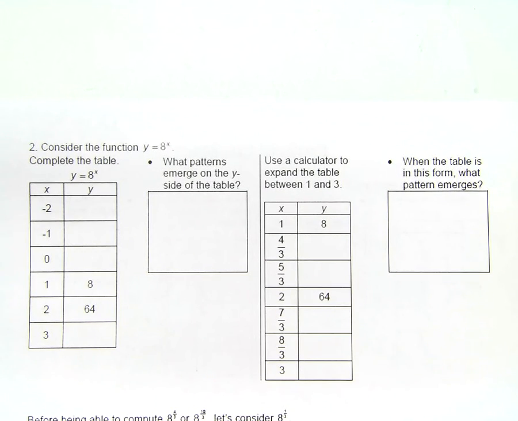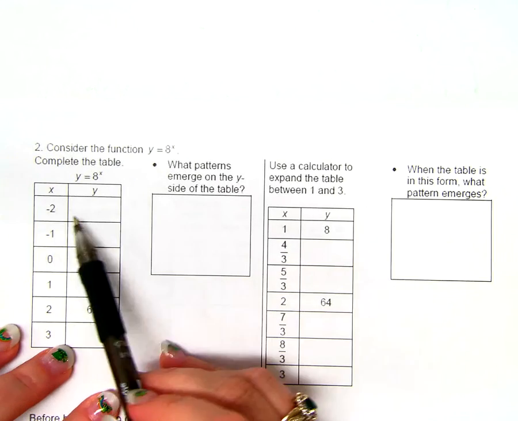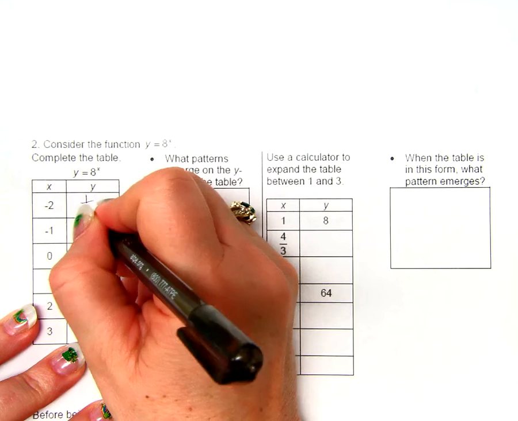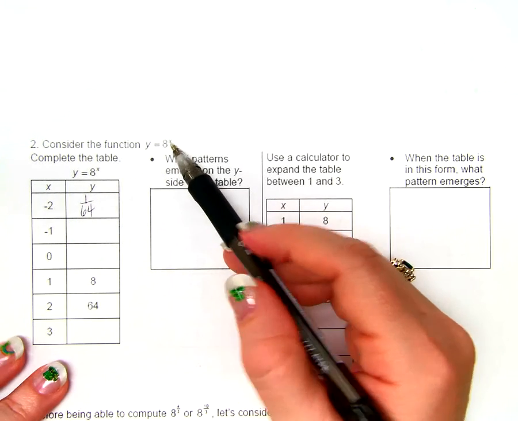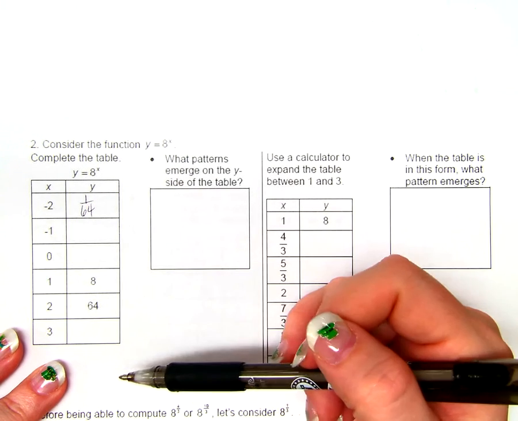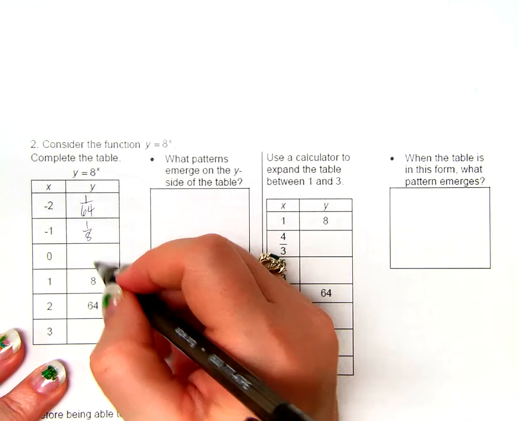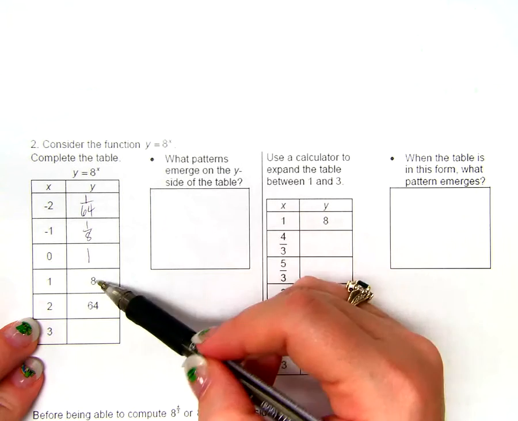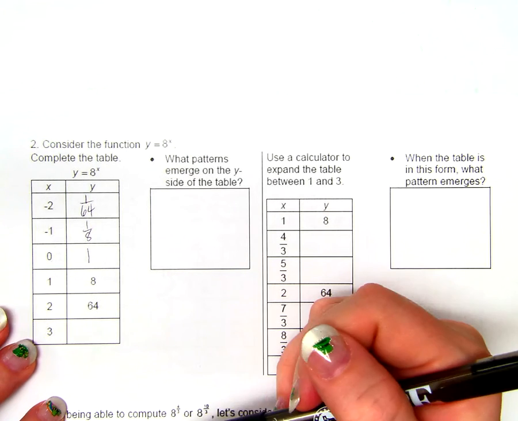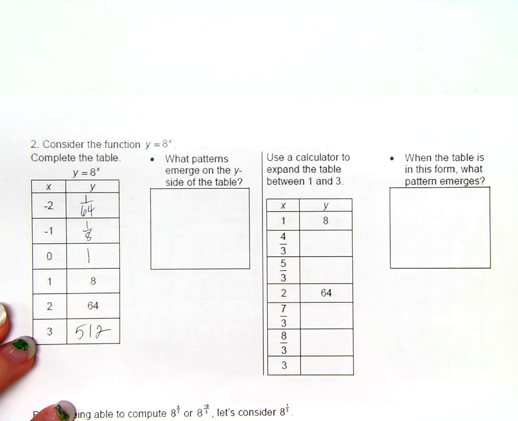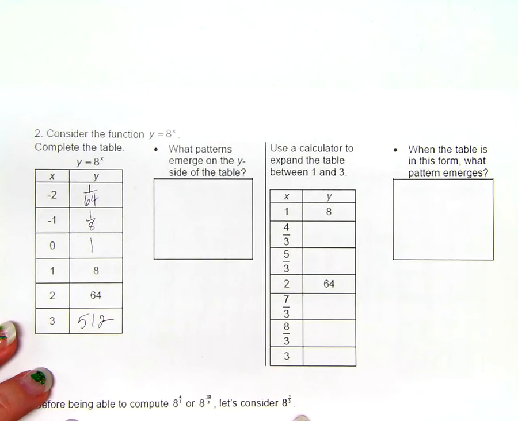Consider the function y equals 8 to the x. Complete the table. What's 8 to the negative 2 power? 1 over 64, right? Because it's not 8 times 2, it's 8 squared, right? What about 8 to the negative 1 power? 1 over 8. What about 8 to the 0 power? 1. 8 to the 1 power is 8. 8 to the second power is 64. What's 8 to the third power? 512.